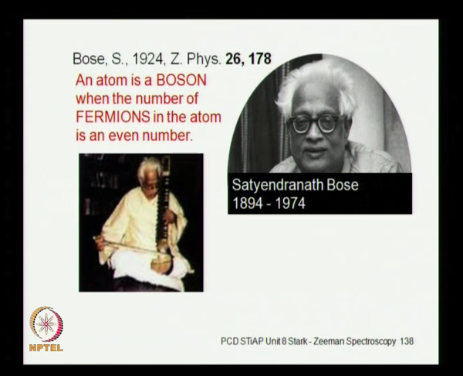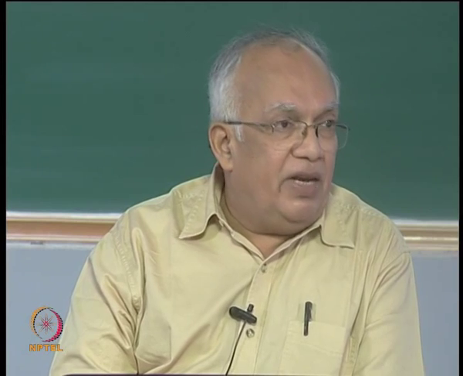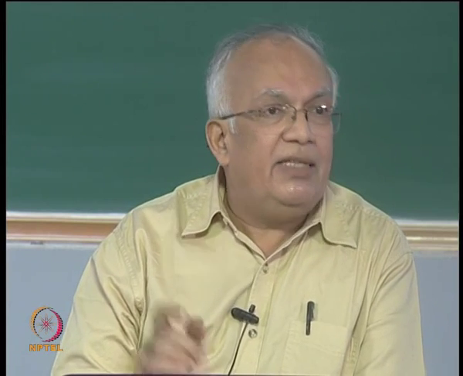And you can then get a Bose-Einstein condensate of atoms, but of course the atom has to be a boson for that, and an atom is a boson if the number of fermions in the atom is an even number. So that is the criterion to get a Bose-Einstein condensate.